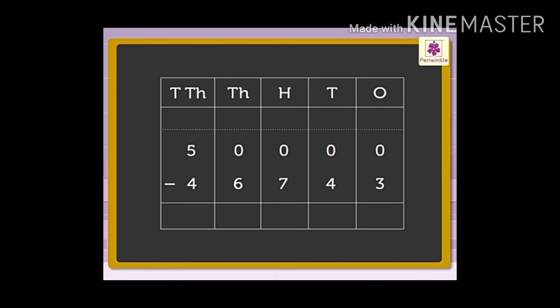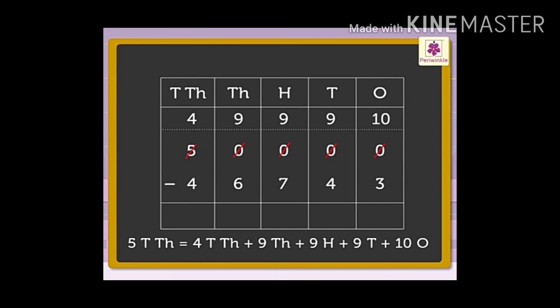How? From the 5 ten-thousands, 10,000 plus 5 is there. Thousands, hundreds, tens, ones, zeros are there. We cannot subtract, so we have to regroup it. How? 5 ten-thousands is equal to 4 ten-thousands plus 9 thousands plus 9 hundreds plus 9 tens plus 10 ones. When you regroup it, then you can subtract the numbers.